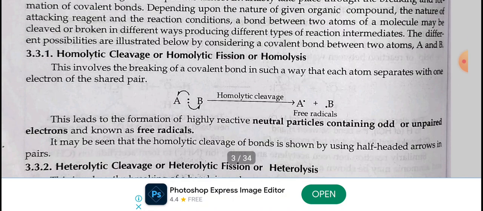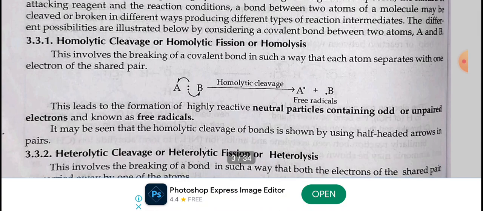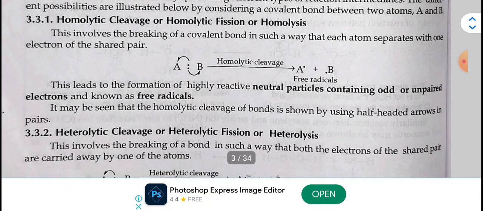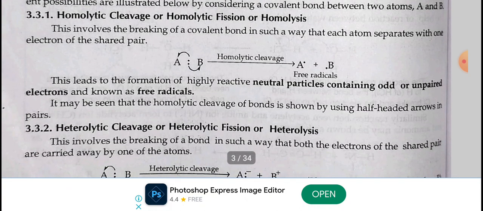Homolytic cleavage, or homolytic fission, or homolysis. This involves the breaking of a covalent bond in such a way that each atom separates with one electron of the shared pair. This leads to the formation of highly reactive neutral particles containing an odd or unpaired electron, known as free radicals. It may be seen that the homolytic cleavage of bonds is shown by using half-headed arrows in pairs.